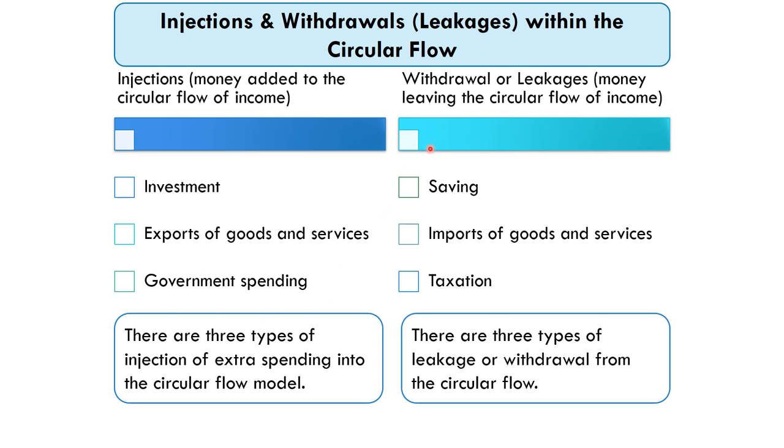Withdrawals, money leaving the circular flow of income: we've got saving. If households decide to save within a bank, that would be a withdrawal. If there's imports of goods and services, that money is leaving the economy, that would be a withdrawal. And again, if there's taxation within the economy, that money is leaving the economy, not being spent on goods and services, again, that would be a withdrawal or a leakage. So let's make sure we've got these down in our notes.